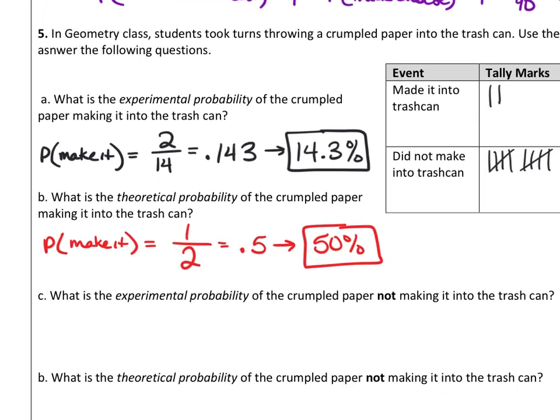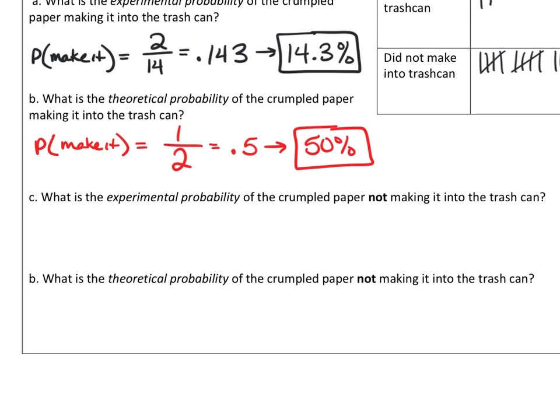Part C says, what is the experimental probability of the crumpled paper not making it into the trash can? Experimental means we're using the data in the table. Okay, we can do this. So not making it. How many people did not make it? Out of how many total who took the shot? 14. Yeah, total. All right, calculator friends. 12 divided by 14.